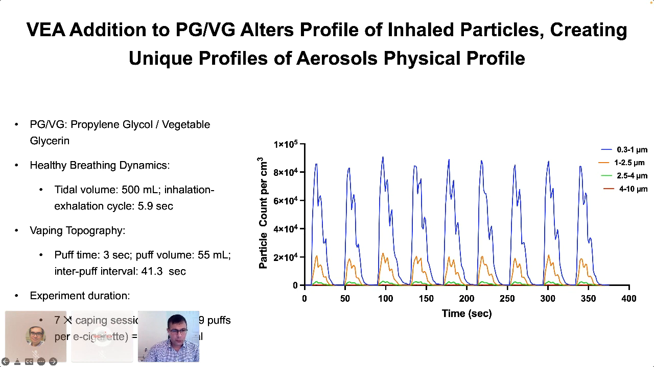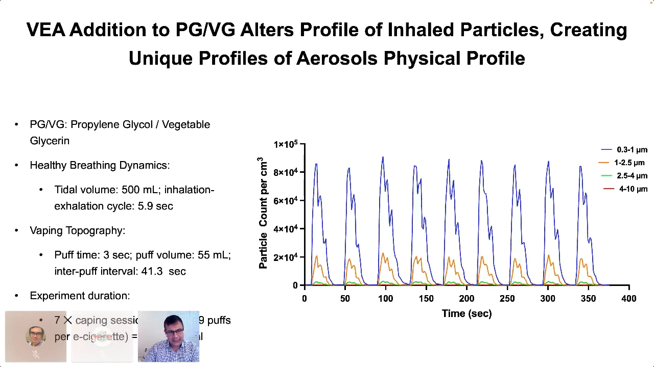And we mimic the vaping topography and an average healthy adult breathing with a tidal volume of about 500 and about 10 to 12 breaths per minute. This is how the plot generally looks on a simple PGVG. We quantify 4 fractions of sizes: 300 nanometer to 1 micron, 1 to 2.5, 2.5 to 4, and 4 to 10, all in real time. You can see that the majority of particles coming from a simple PGVG are very small particles. So there are a lot of particles coming out.